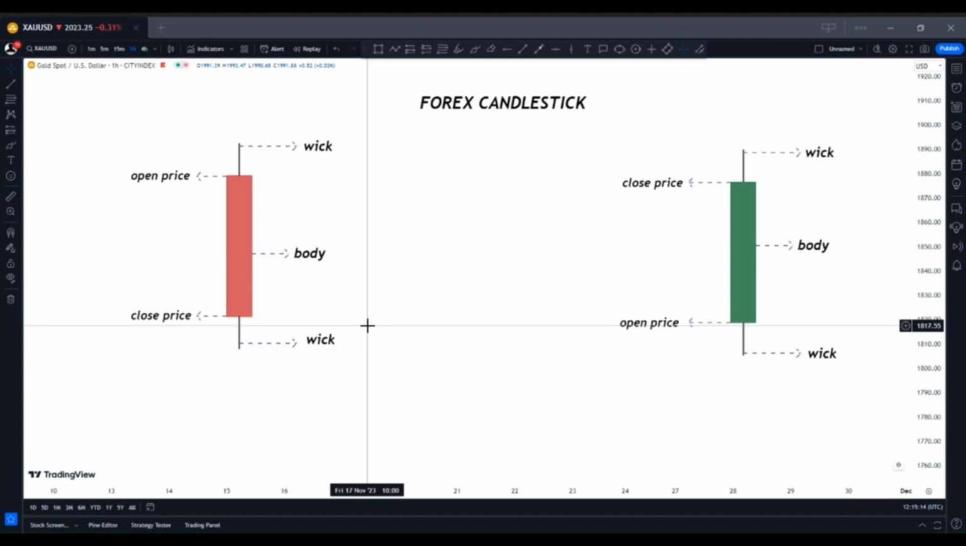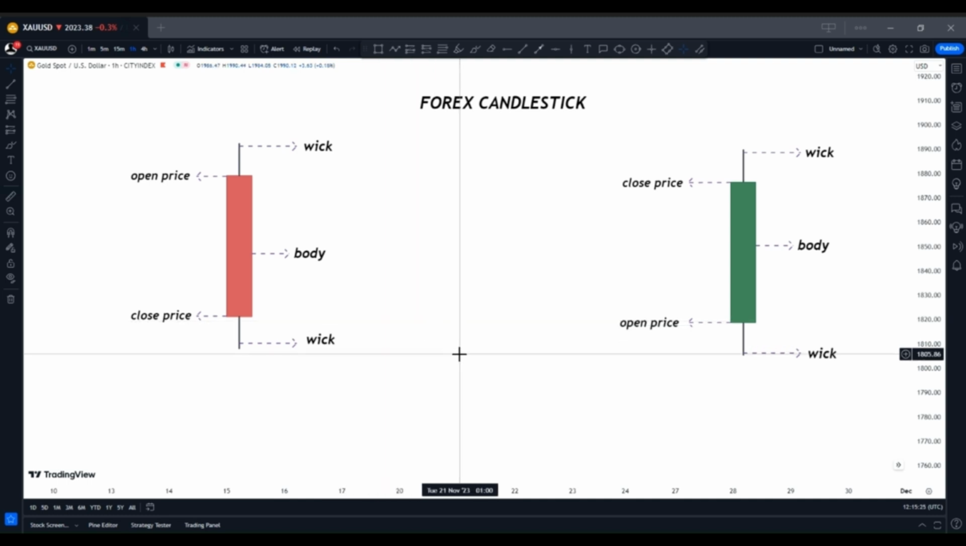If you're a complete beginner and you find it so difficult to understand the candlesticks you see on the chart, this video is for you. If you have been in trading for a while now also, but you can't simply wrap your head around the logic behind the candlesticks you see, this video is for you as well.